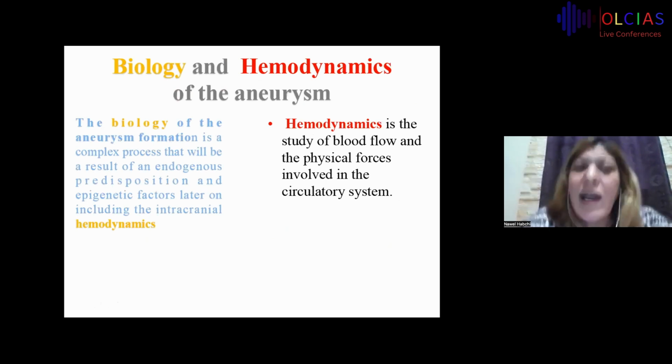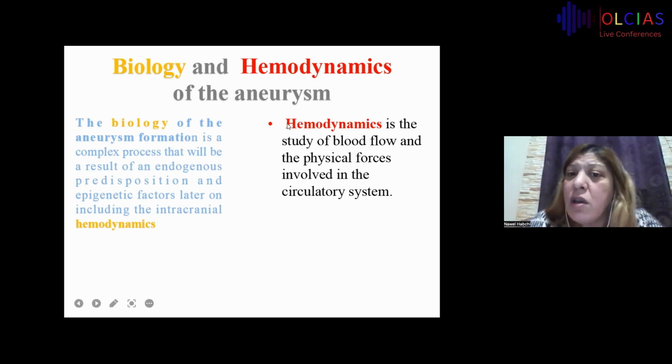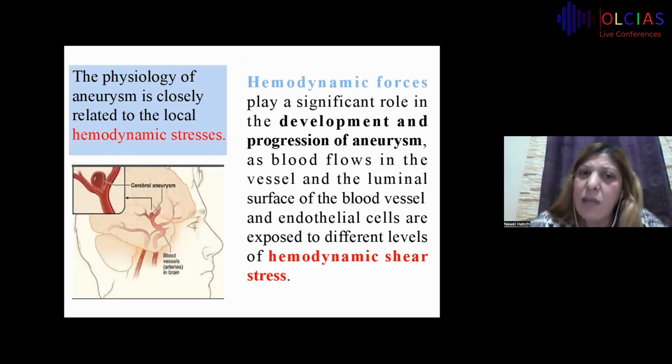The biology of aneurysm formation is a complex process that results from an indigenous predisposition, as we saw in the last slide, and also epigenetic factors. And also we have the inclusion of hemodynamic forces, hemodynamic properties. As you know, hemodynamics is the study of the blood flow and also the physical forces involved in the circulatory system. This is the definition of hemodynamics.